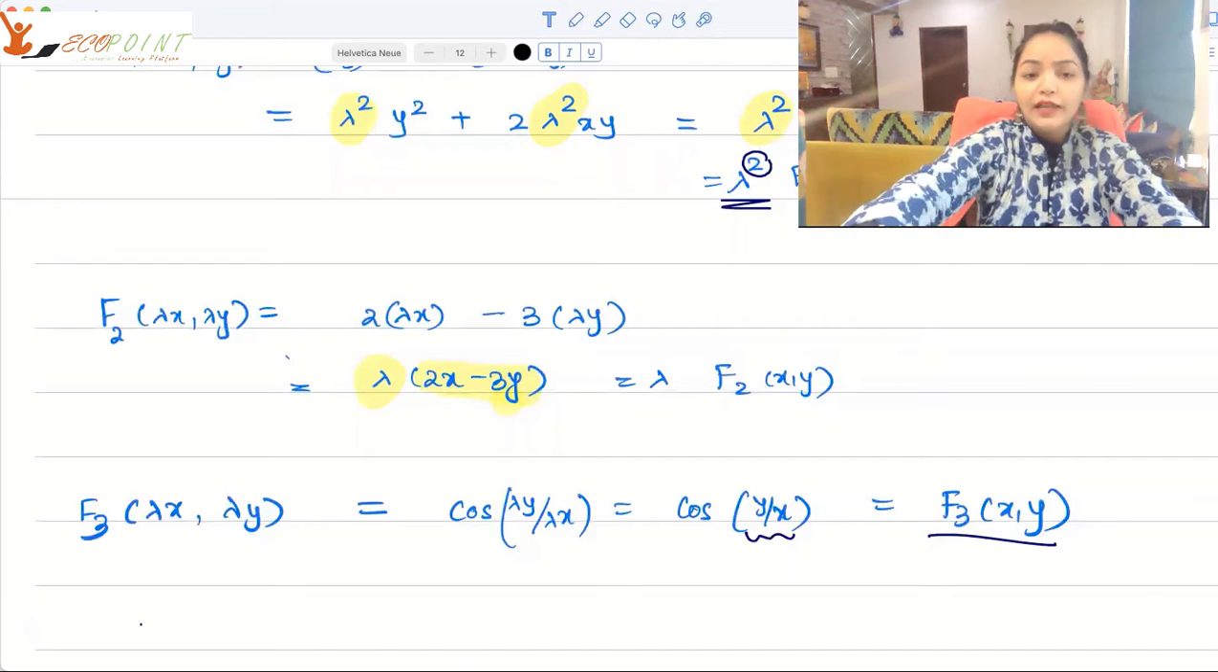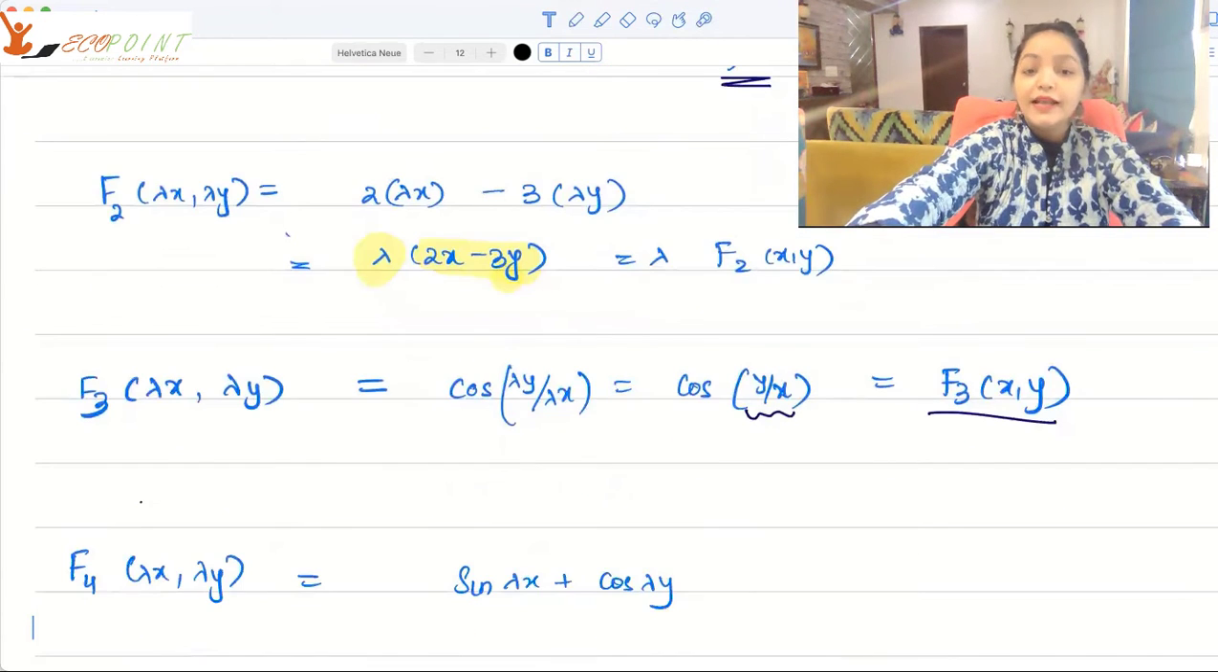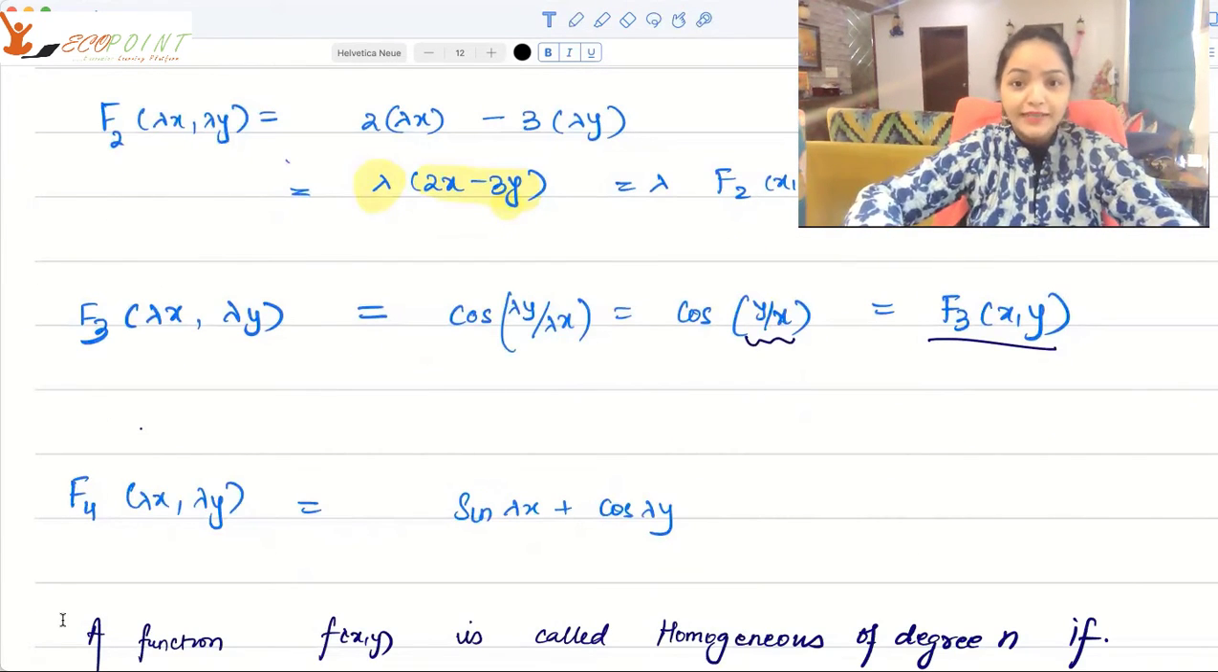Now, f4 I had given you as sine of x plus cos of y. If I put sine of lambda x, and for y we put lambda y, you'll have sine lambda x plus cos lambda y. Lambda is not coming out at all, so we can't really talk about homogeneity here, right? The concept of homogeneous functions is not applicable here.